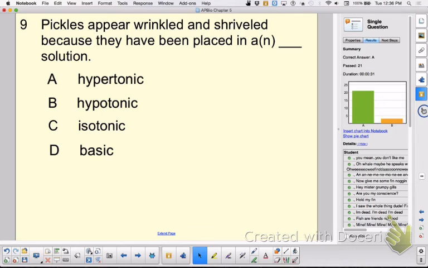Pickles appear wrinkled and shriveled. Now, what were pickles before they were pickles? Did they get bigger or smaller? So water must have gone out of them, right? Water must flow from the hypo. So if they got smaller, water came out of them, so they must have been in a hypertonic environment. Check with your bio buddy, see if they got that right.